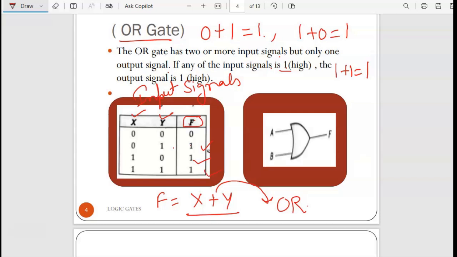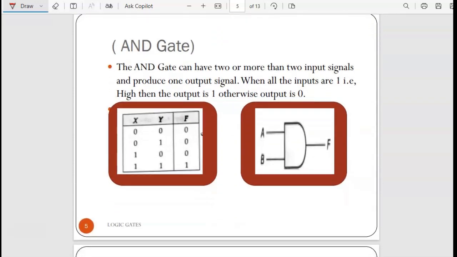Now how can we draw it? You just have to give a curve here and draw the lines here. F is the output, with two or more inputs. What you have to remember is that the OR gate will work with at least two inputs. This is the example for 2, and if 3 are there, then you can draw one more line and it will work with 3 inputs.